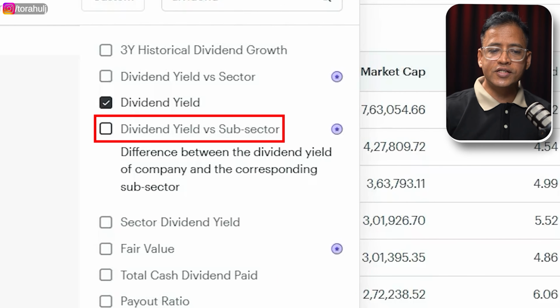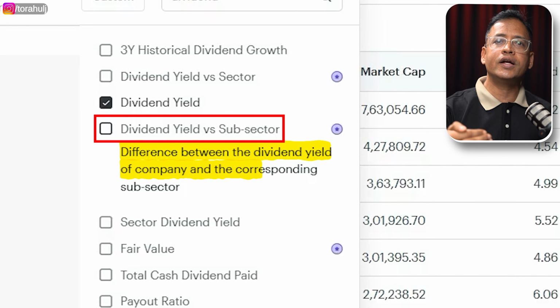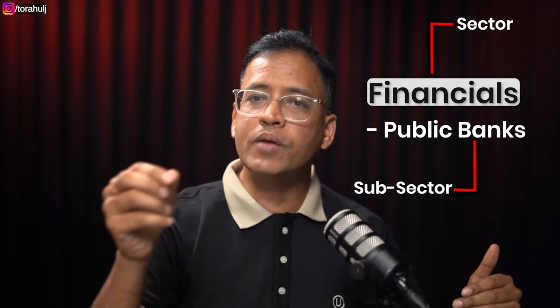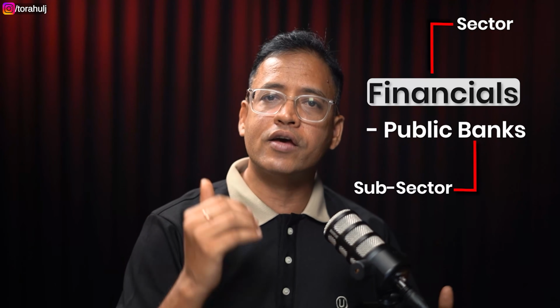Now, the reason I'm using this dividend yield versus subsector is that I want to only look at those companies that are giving better dividend yields as compared to the subsector. What is subsector? So sector, for example, is financials, but within financials, you might have, let's say, public banks. This becomes your subsector. So I only want to look at those companies where the dividend yield the company is offering right now is higher than the subsector.